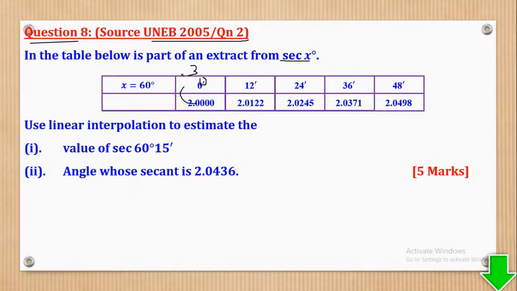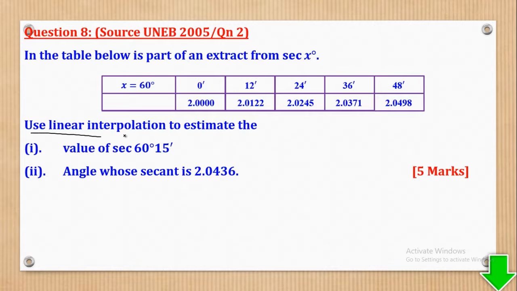For example, if I say 60 degrees 0 prime, it means 60 plus 0 over 60, which is 60.0. So it's a symbol used to bypass a decimal point. For example, 12 prime is the same as 12 over 60. When I use the calculator, 12 divided by 60 gives me 0.2, meaning that 60 degrees 12 prime is the same as 60.2 degrees. So that is what prime means.